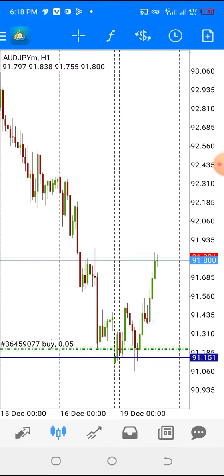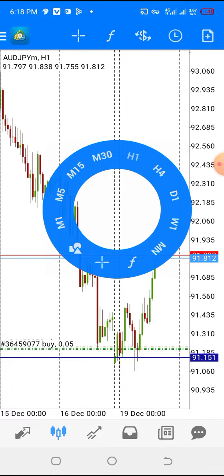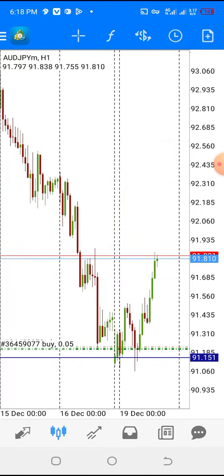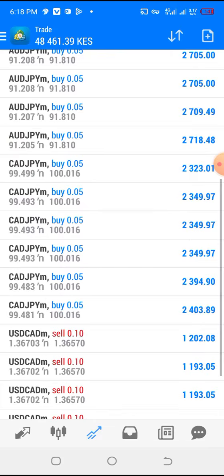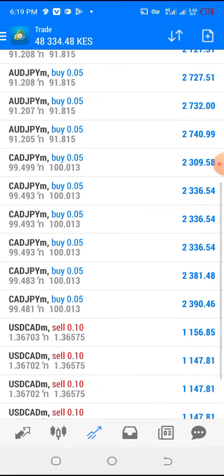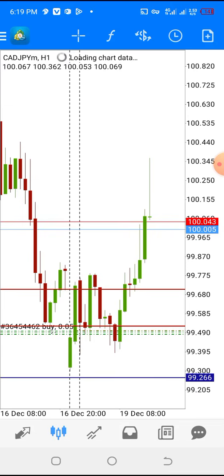So one thing that I told you guys is, there is nothing like which time frame is very powerful. All time frames are very important because they show you specific stuff about the market. So if all time frames are showing the same thing, then why can't you jump into the market, guys? So that was AUD/JPY. Let's go now to CAD/JPY before I close my trades.